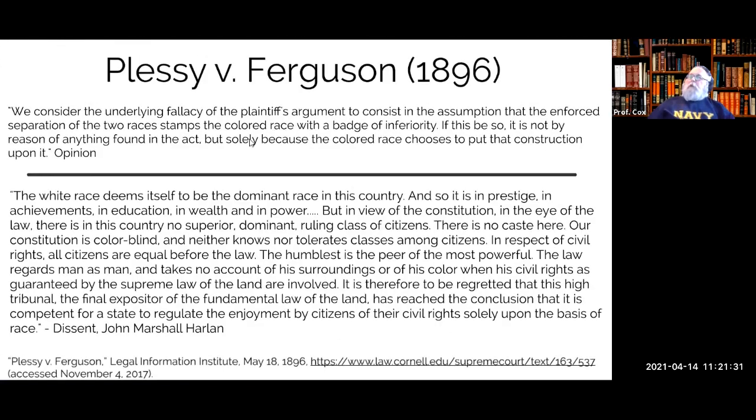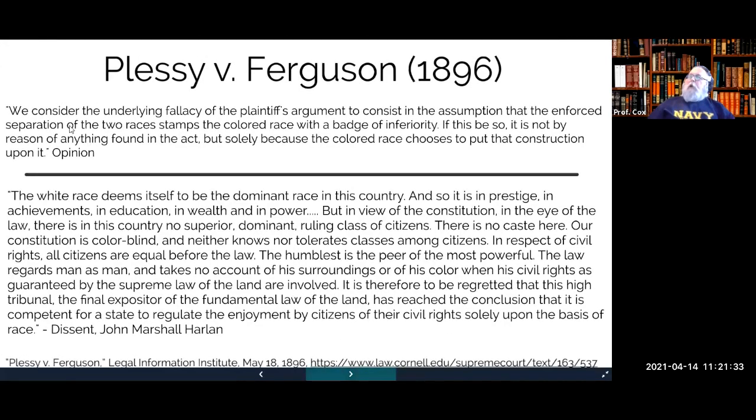Basically, what it says is that we consider the underlying fallacy of the plaintiff's argument to consist in the assumption that the enforced separation of the two races stamps the colored race with a badge of inferiority. If this be so, it is not by reason of anything found in the act, but solely because the colored race chooses to put that construction upon it. That's the opinion of the court.